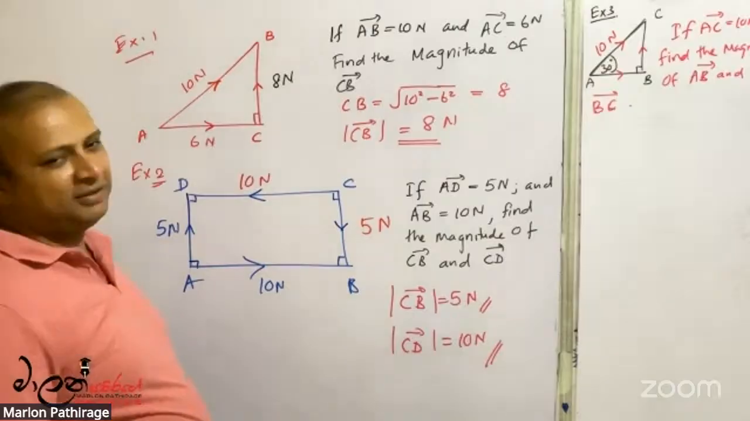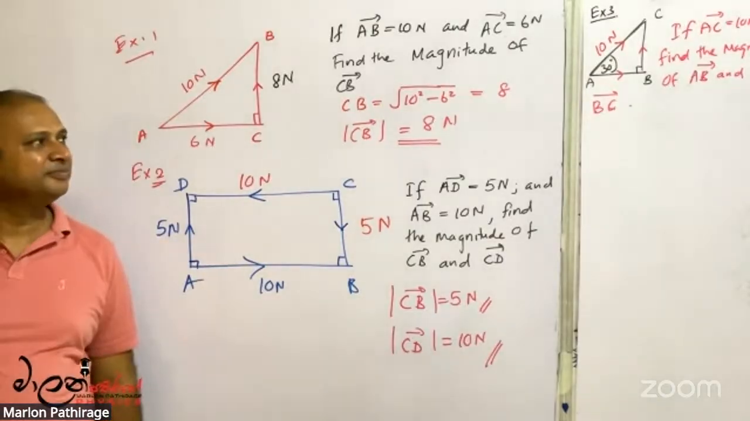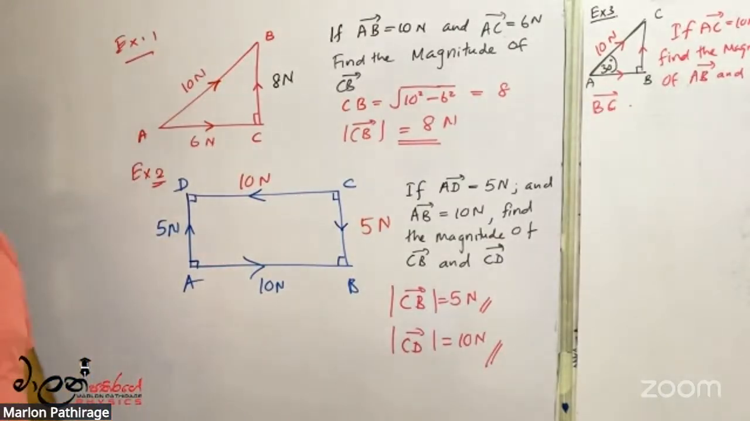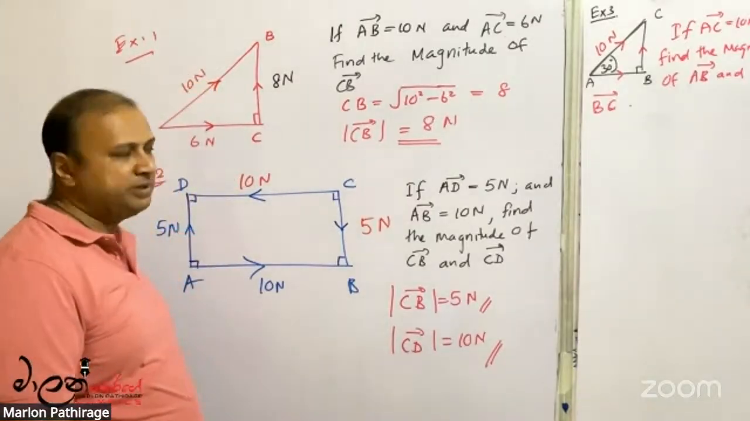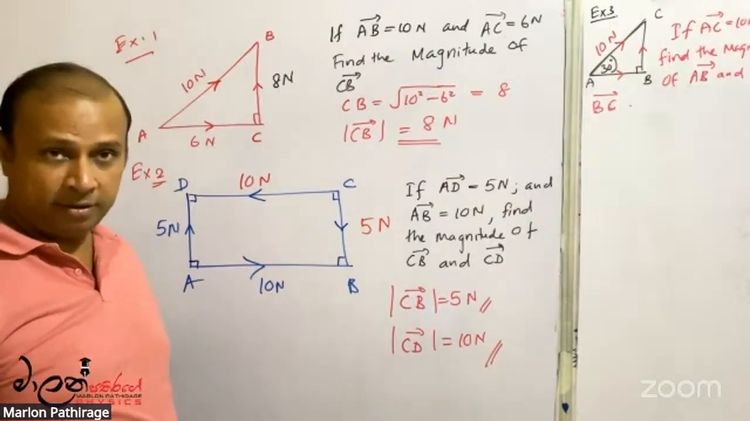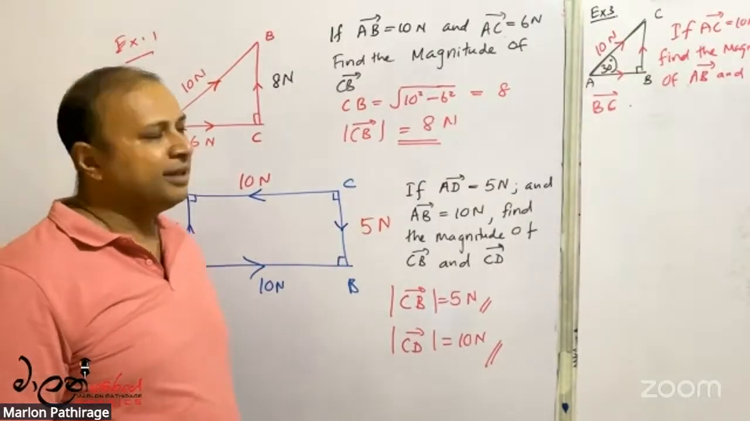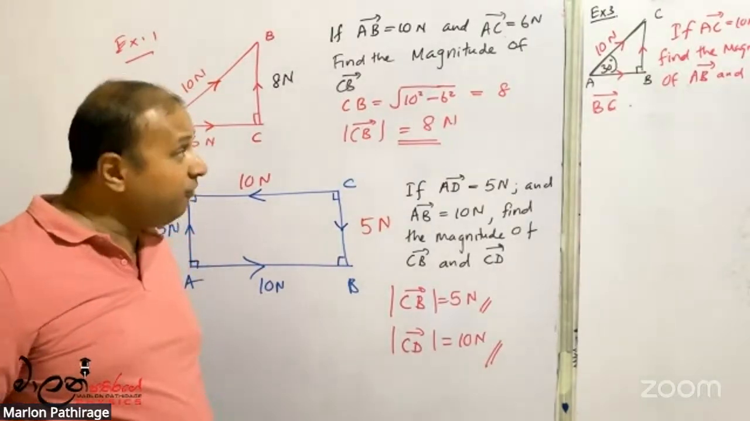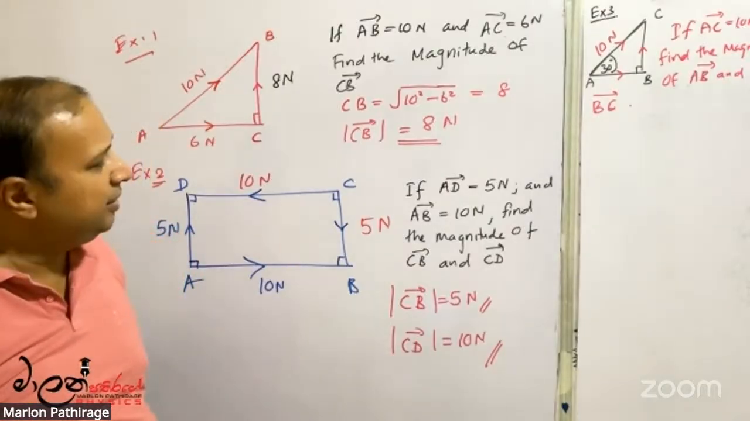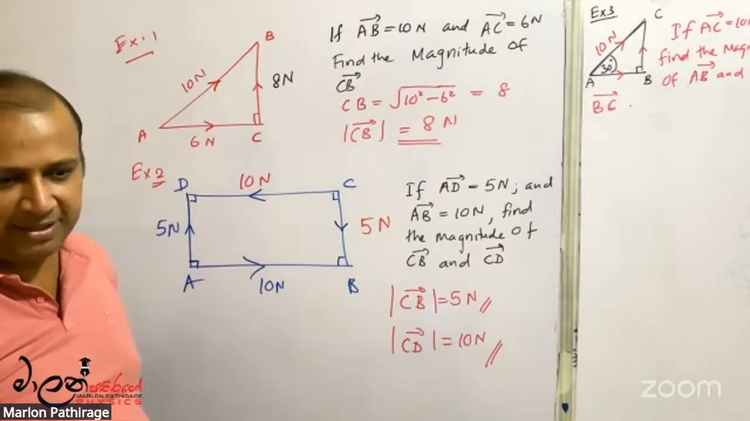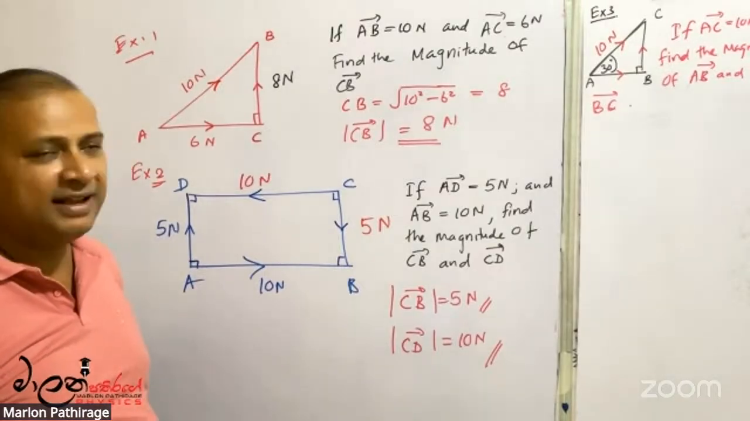Like trigonometric knowledge. Now you are given a right angle triangle. The hypotenuse of the right angle triangle represents a 10 Newton vector. You are asked to determine the AB and BC vectors. And this angle is given, that is 30.